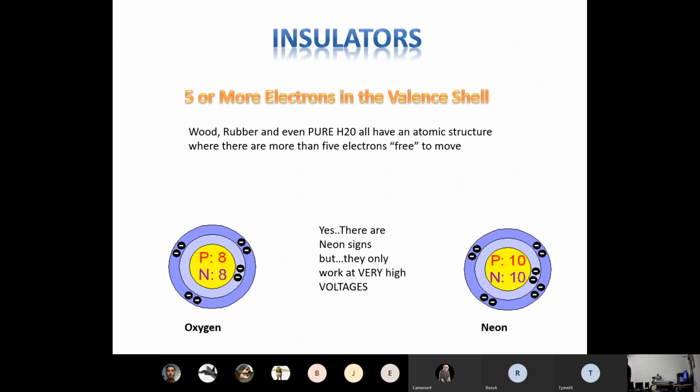That's kind of the idea, the same kind of idea that you look at for lightning. It's passing through that material, but the voltage is super high. Everybody get that? All right. So 5 or more electrons in your valence shell is an insulator.